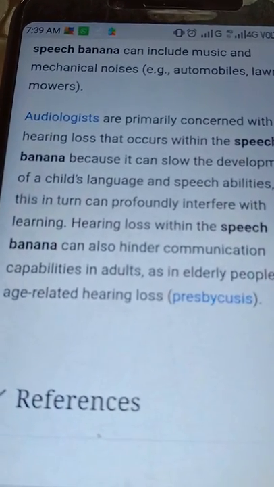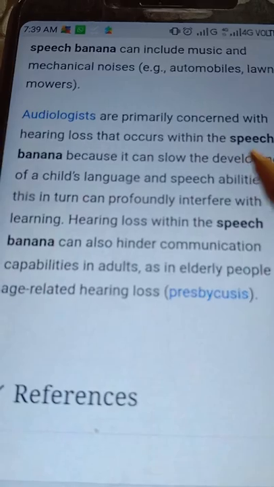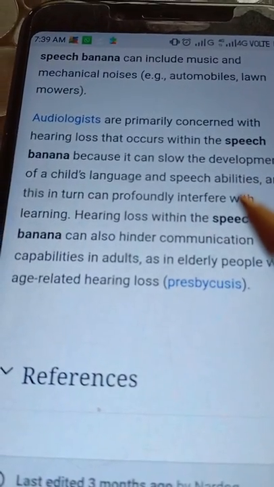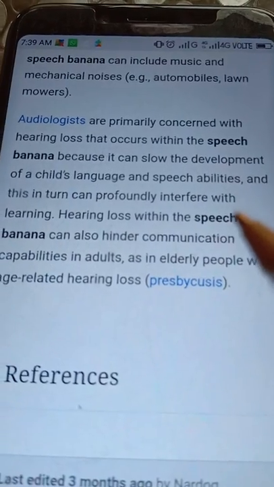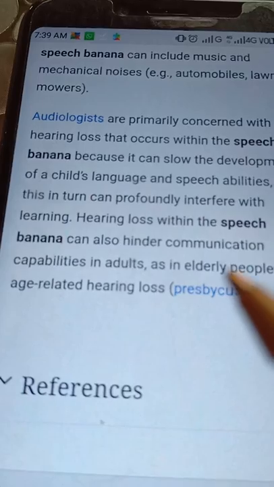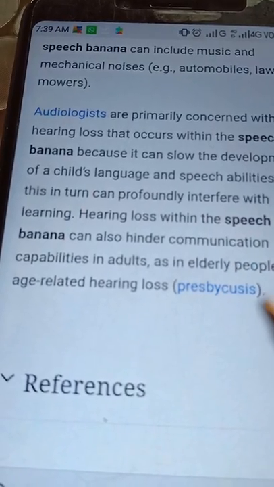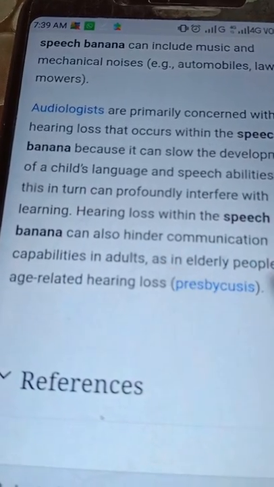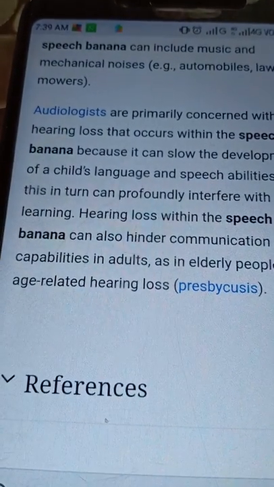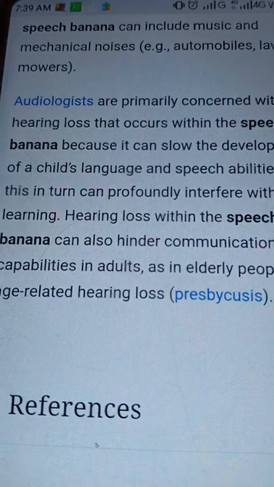Audiologists are primarily concerned with hearing loss that occurs within the speech banana. Why? Because it can slow the development of a child's language and speech abilities, and this in turn can profoundly interfere with learning. Hearing loss within the speech banana can also hinder communication capabilities in adults, as in elderly patients with age-related hearing loss. The speech banana.